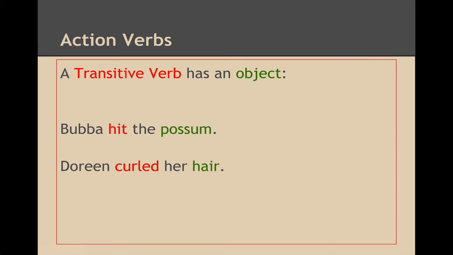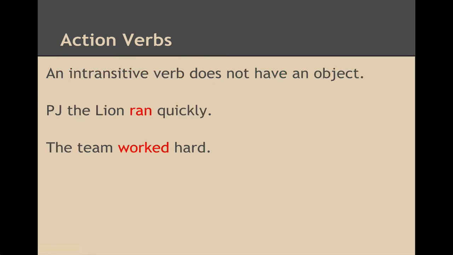At the bottom of 106, you'll see intransitive verbs. They don't have an object. PJ ran quickly. Well, he ran, and then we have the adverb quickly following it, but it's not like he ran the ball or ran something. He just ran, so it has no object, and that's what we call intransitive.